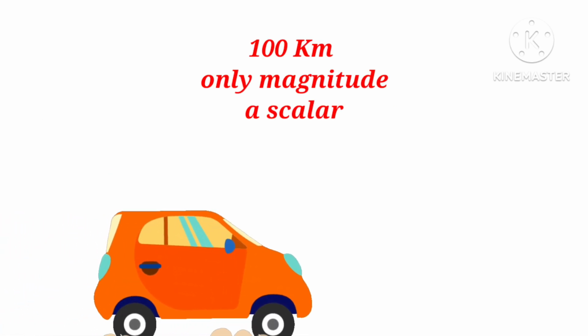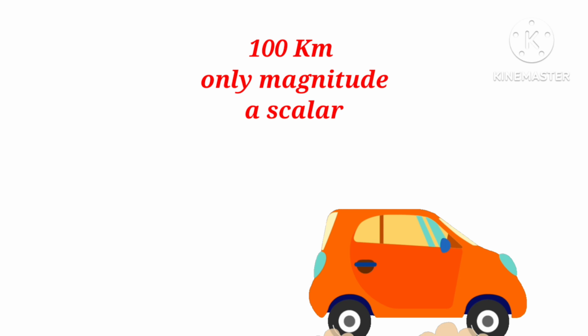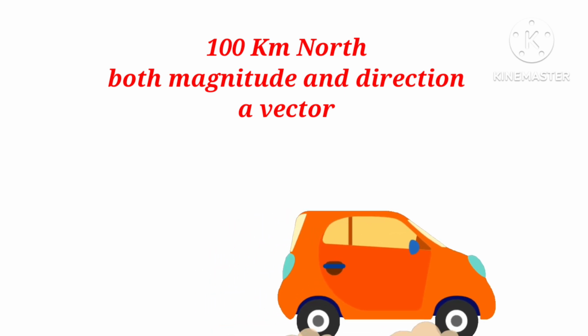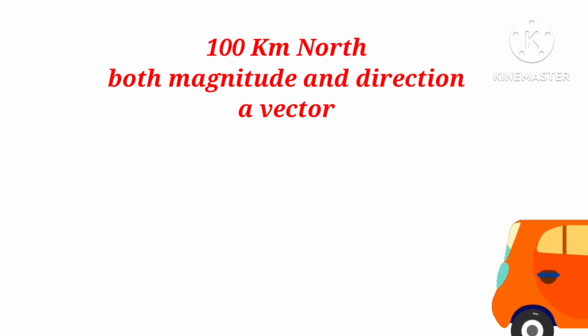If you travel 100 kilometers, that's a scalar. But if you travel 100 kilometers north, that's a vector because now you know both the magnitude and direction.